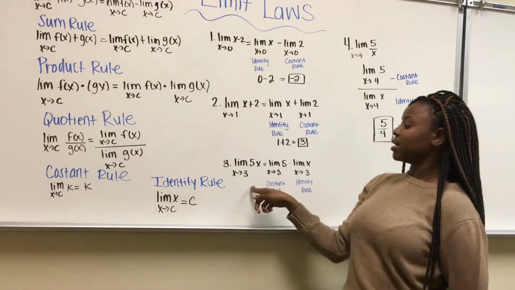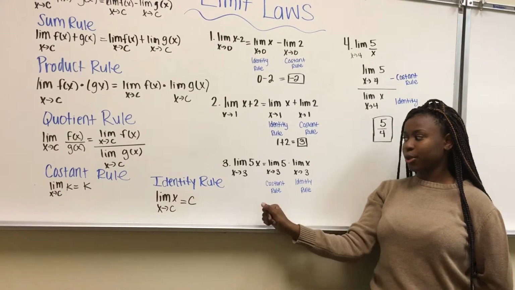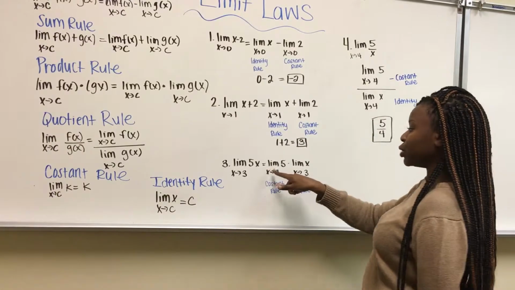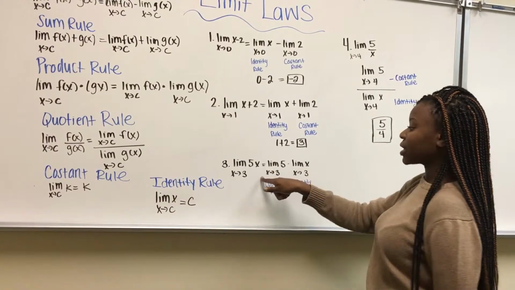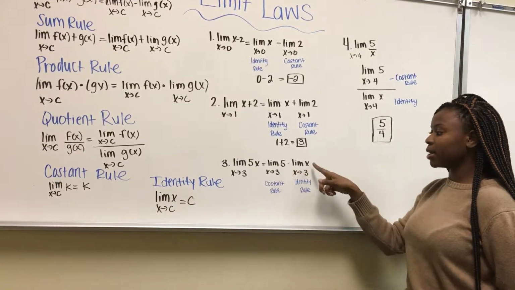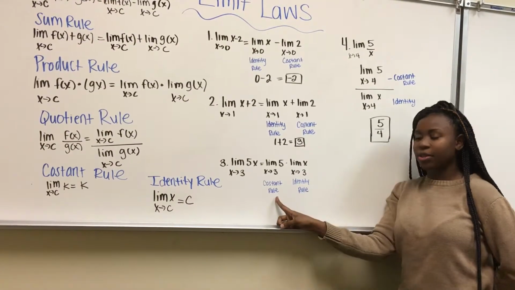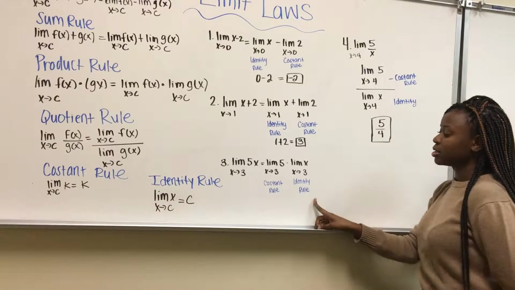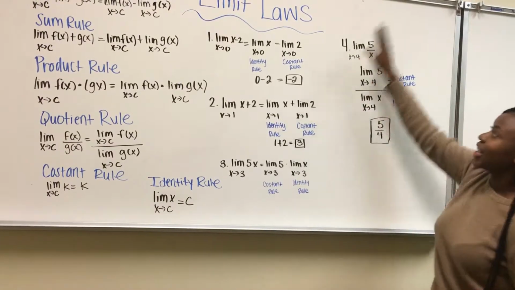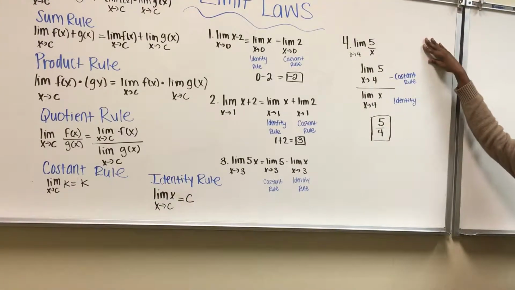So this is the limit of f of x as x approaches 3. We'll separate it and we'll do the limit of 5 as x approaches 3 times the limit of x as x approaches 3. As we said before, this is the constant rule and this is the identity rule. Last and finally, this is the quotient rule.